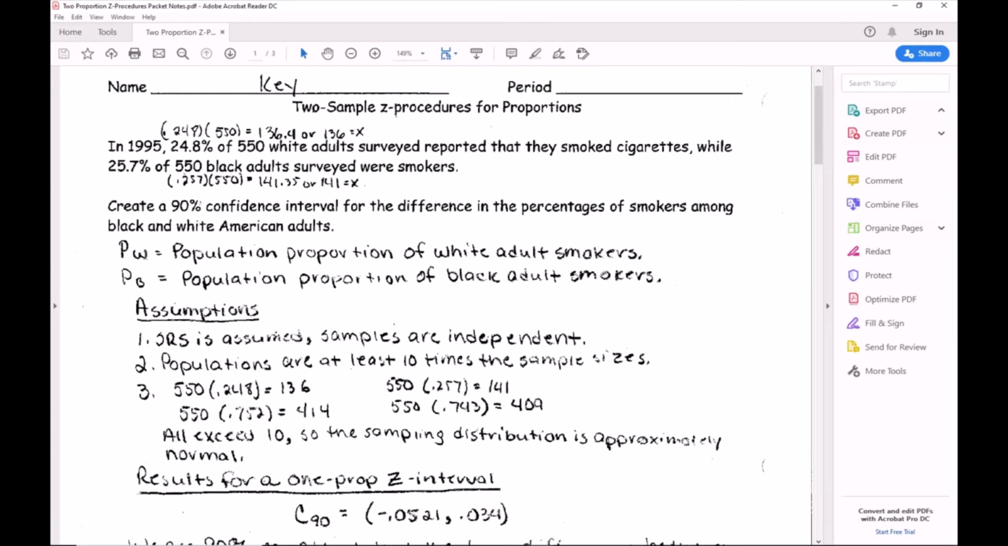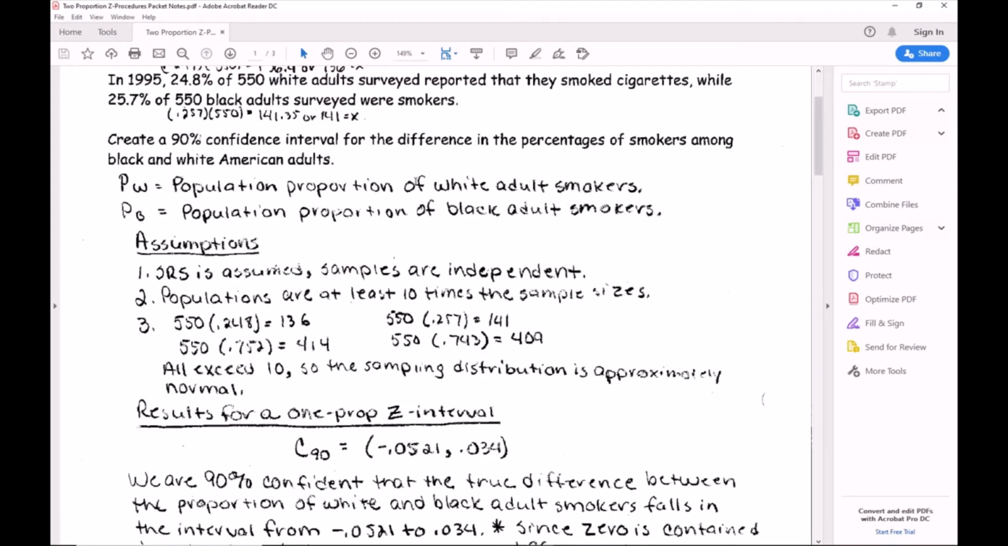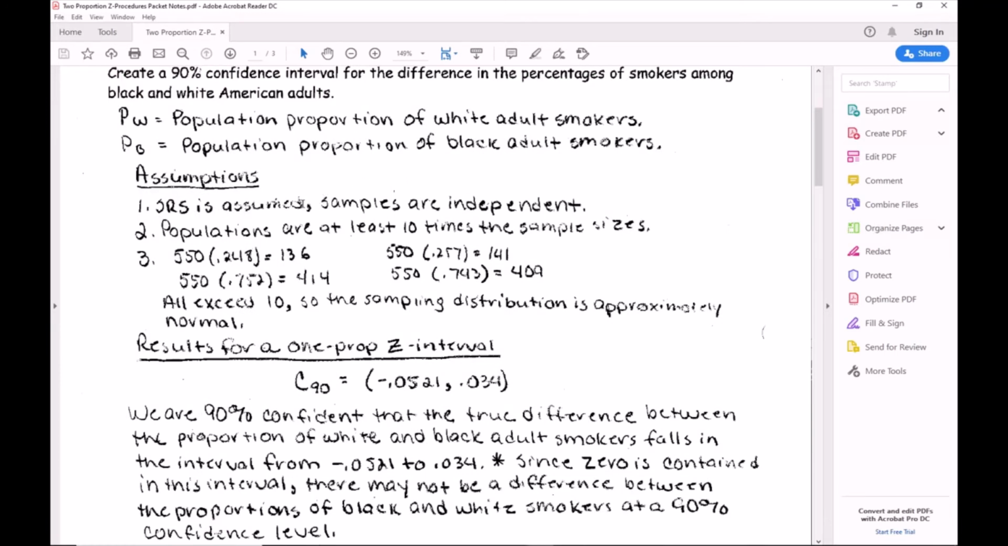All right. So P sub W is the population proportion of white adult smokers, and P sub B is the population proportion of black adult smokers. SRS is assumed, samples are independent. You see I'm kind of condensing this down a little bit, trying to save a little bit of writing. Now, if you feel that since it's a survey that somebody may have gone ahead and done it randomly, that's fine. I just said I'm not sure, I'm assuming it. I will make it a limitation, but there you go.